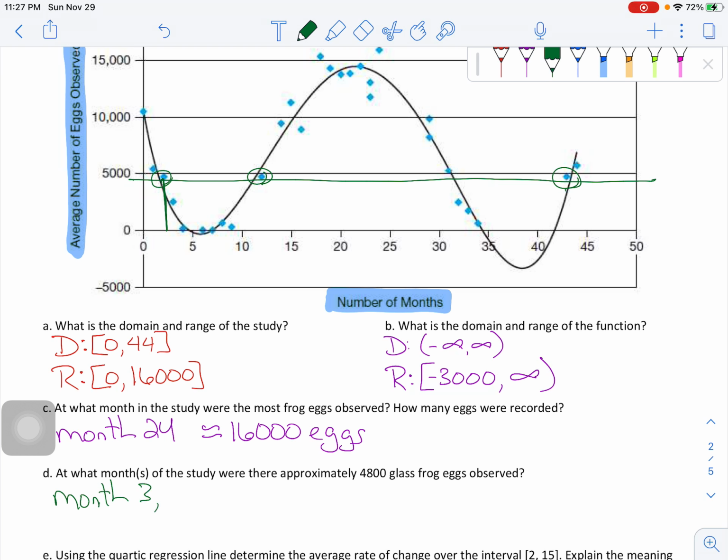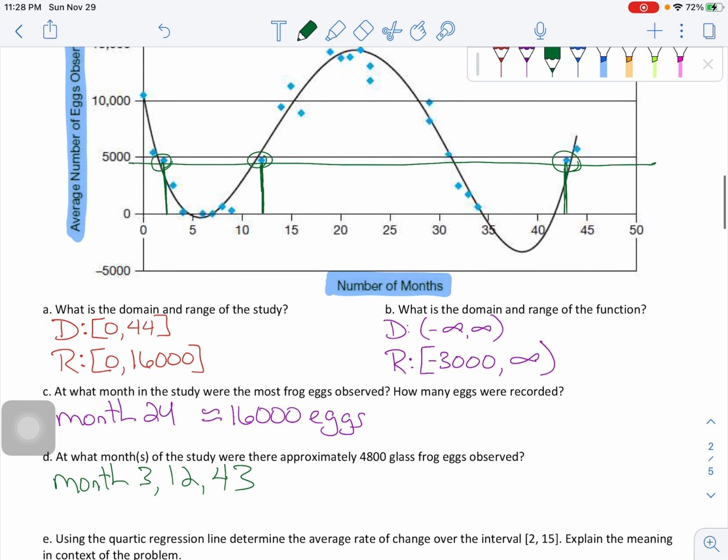Month 3. Let's see, this one is about maybe month 12. And then this one over here, let's go about month 43-ish. Okay, so if I look at grading these, because they're approximations, just keep it close.